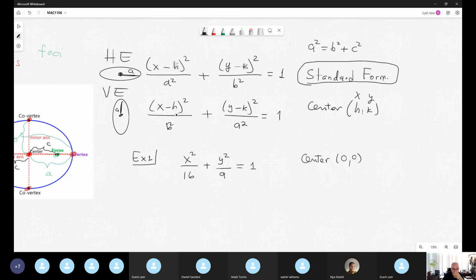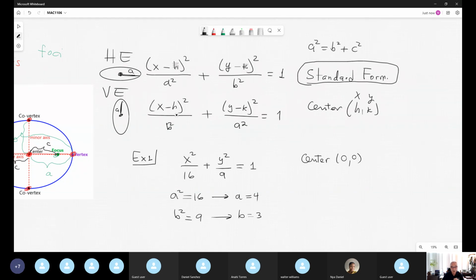Now, who is A and who is B? Easy. A squared is 16, and B squared is 9. How do you know? Because A is the big number, always the major. Therefore, A alone is 4, the square root of 16, and B alone is 3.